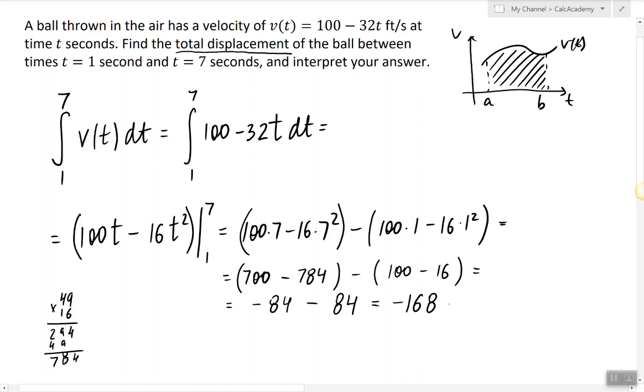So we interpret this number as the object, in this case the ball, had a negative displacement of negative 168, not meters but feet. That is, at t equals 7, it was 168 feet below where it was at t equals 1. So this is how we find and interpret this integral.